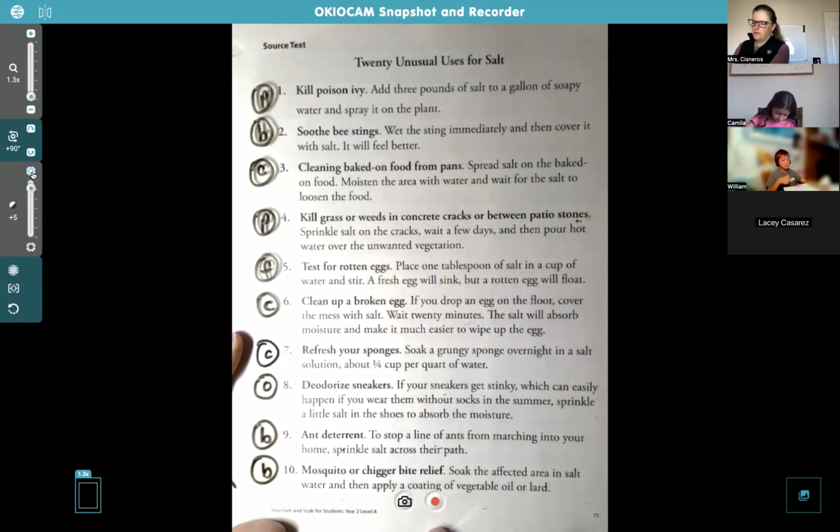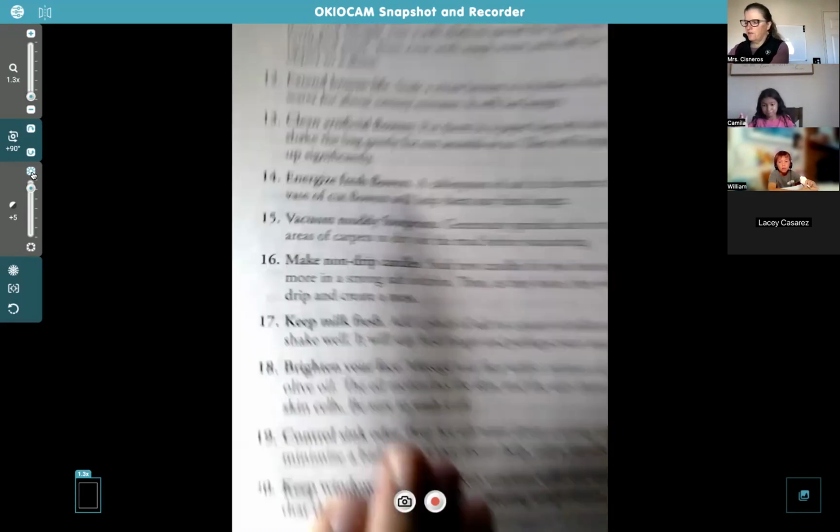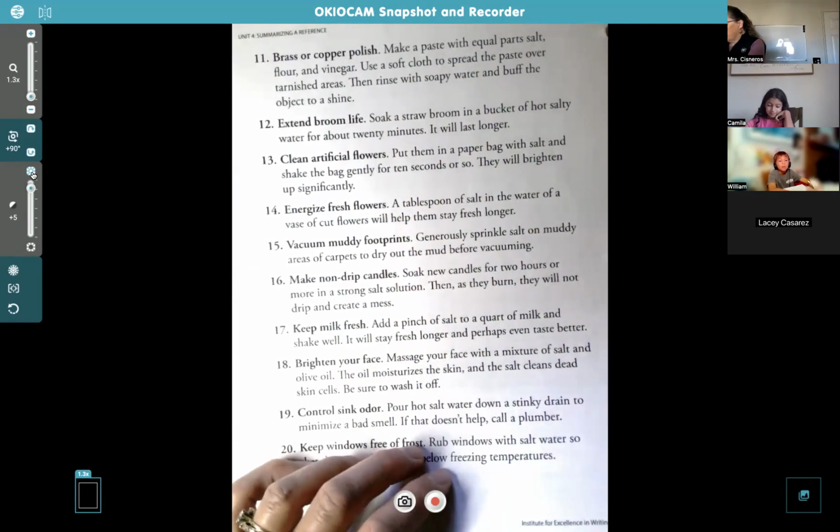Has to do with bugs. And there's more on the back. There's a lot more. So go ahead and turn it over. We're going to keep going. Keep labeling.